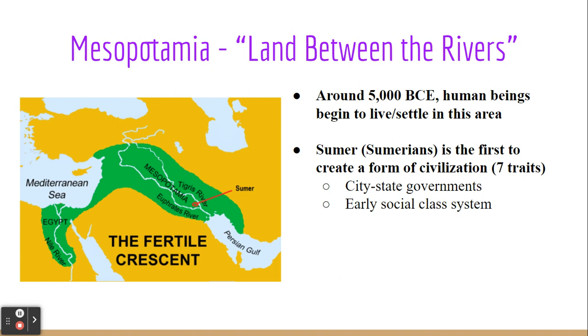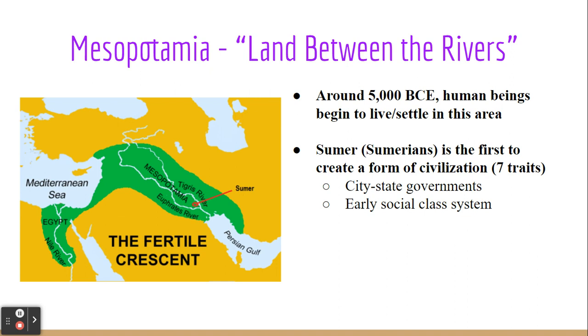Now, the first group that's going to settle there is Sumer, or the people itself, the Sumerians. And they're really the first group in the Fertile Crescent to live and have all of those 7 traits of civilization that you learned about in Unit 1. For example, they set up city-state governments where each little city was kind of its own thing, its own country, and its own government. But put them all together, band them all together, and you had the civilization of Sumer.